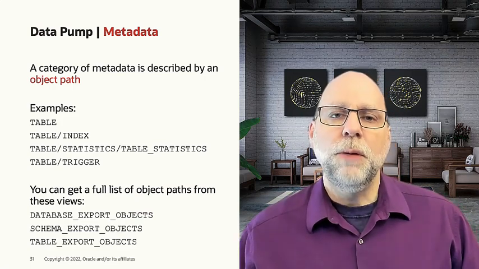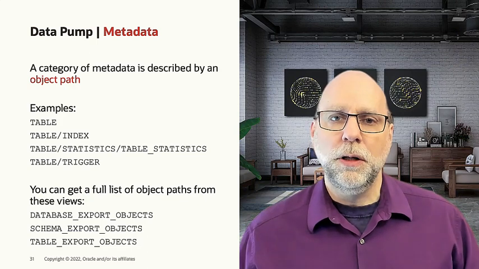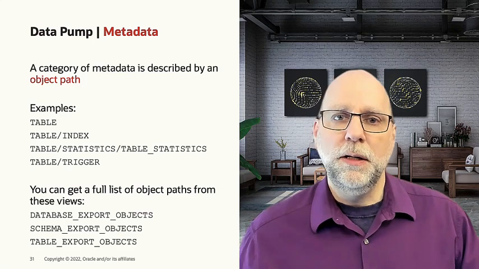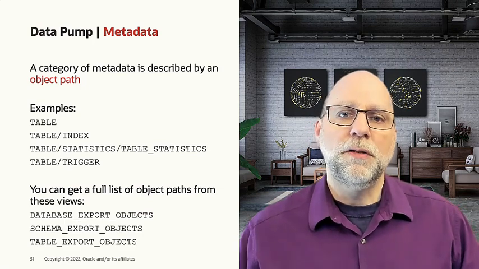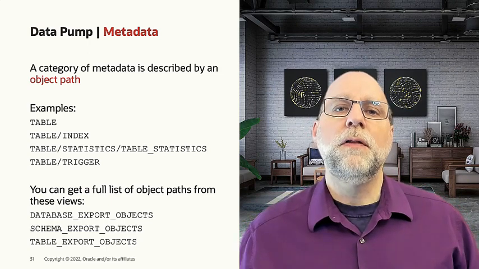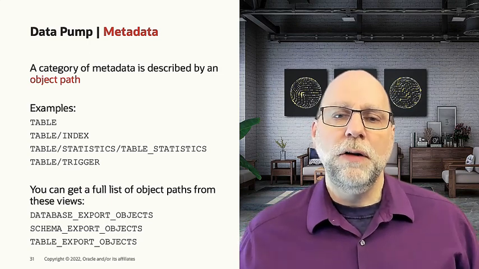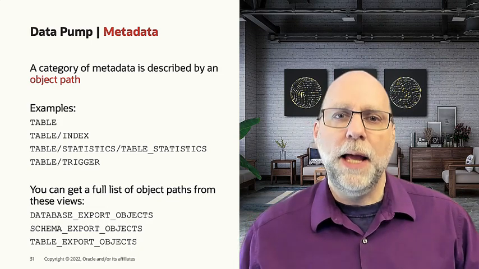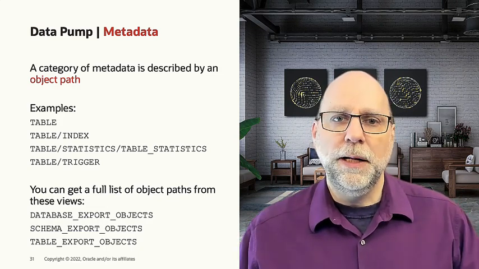The relationship between metadata can be a hierarchical one, like you see here with tables, for example. A table might have an index attached to it. It might have constraints or triggers or statistics associated with it. And all of those are defined under a tree of information in what we call an object path. So that's how we define the access to each kind of metadata.